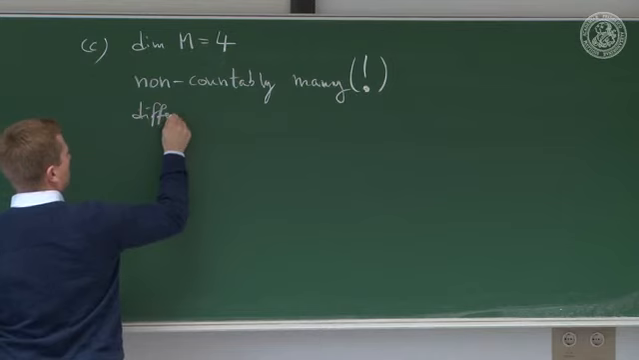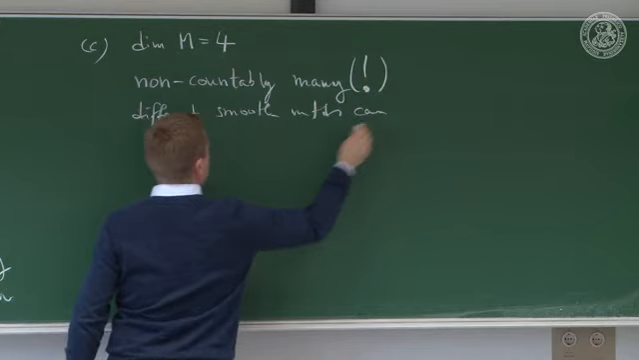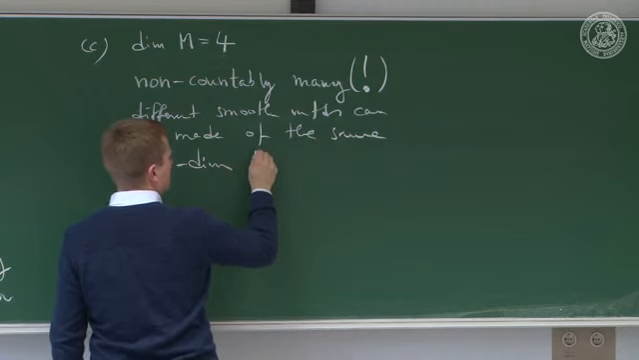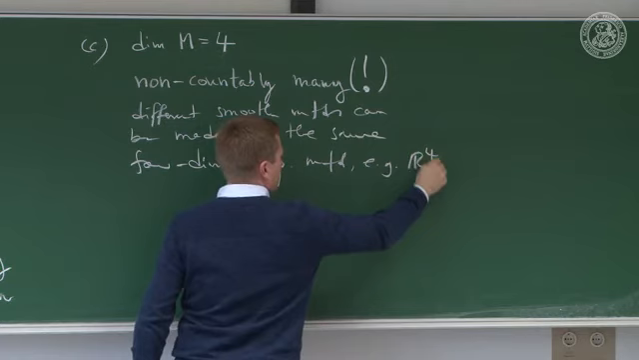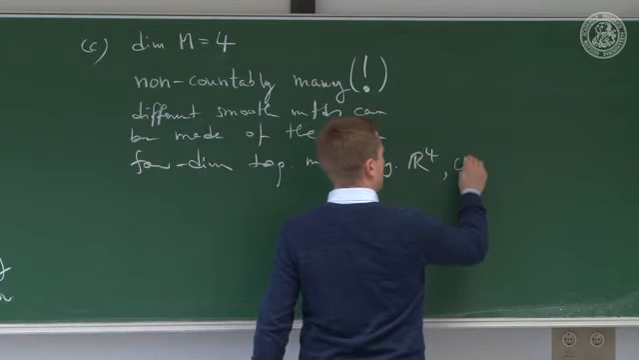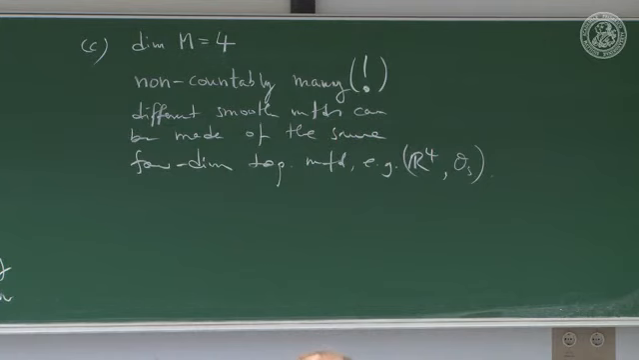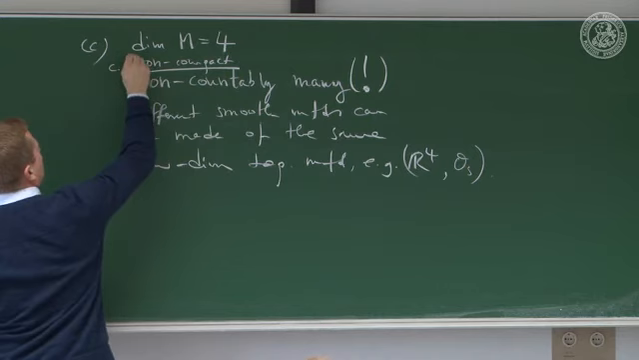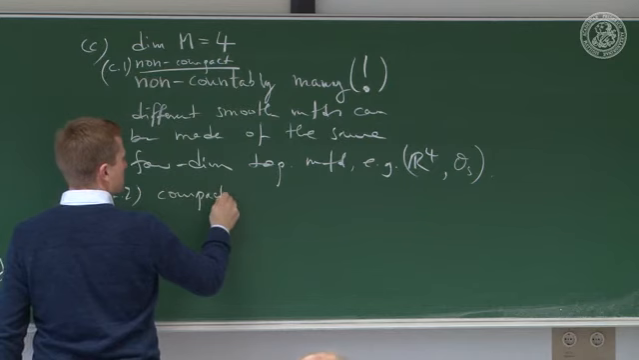Different smooth manifolds can be made of the same 4-dimensional topological manifold, in particular R4, equipped with the standard topology. We know this is a topological manifold of dimension 4. And you have non-countably many different ones. This is at least true for the non-compact case. So here C.1 is the non-compact case, and C.2 would be the compact case.